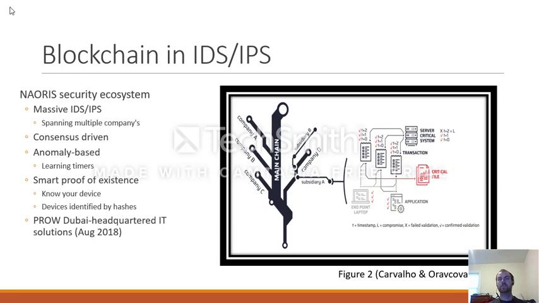And each machine or each device that's attached to the chain would have what's called a smart proof of existence. It's basically a hash ID of that device. And this is currently being used out in Dubai by a company named Prow, an IT solutions company, and it's proving to be successful in detecting attacks very quickly, they claim within seconds, and inoculating virtually all of Dubai that's attached to Prow IT solutions of attacks against companies.